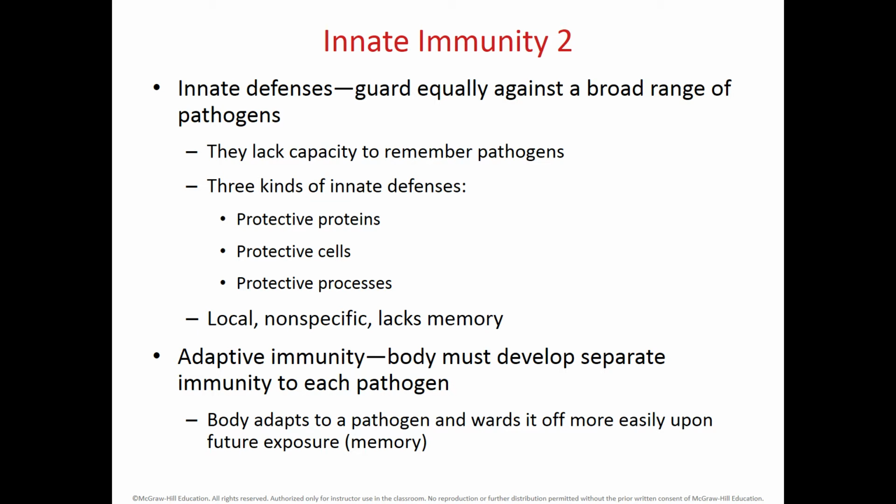Adaptive immunity, our body has to develop a separate immunity to each pathogen. So at some point, it is important, of course, to have innate defense because that's the first one that will respond to a pathogen. But it is also important to recognize how these pathogens can damage our body, and we can set a specific defense, whether it will be less strong than others, just to protect us.